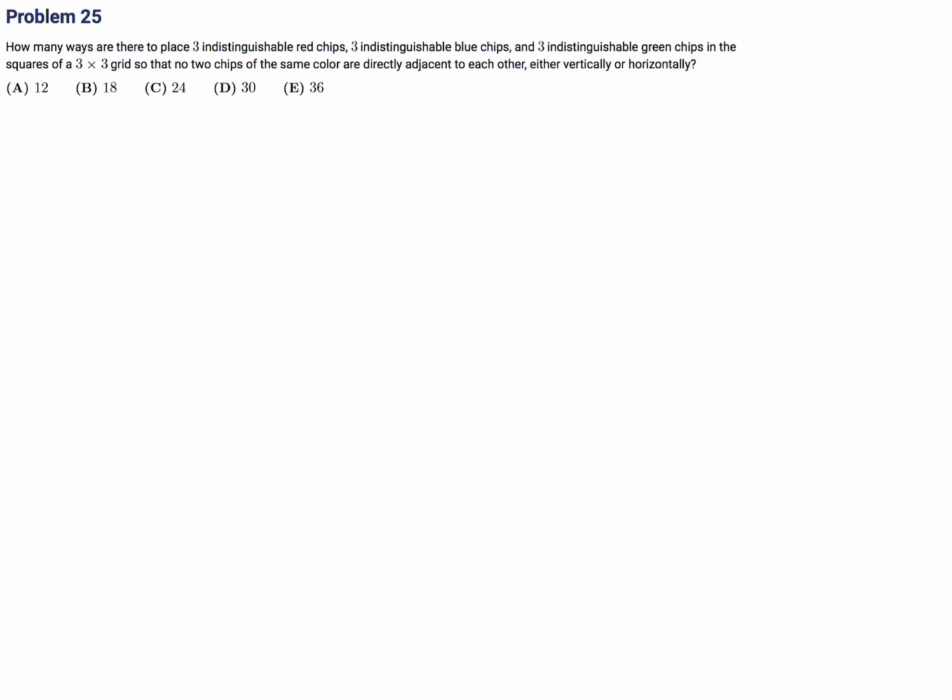For number 25: How many ways are there to place 3 indistinguishable red chips, 3 indistinguishable blue chips, and 3 indistinguishable green chips in the squares of a 3x3 grid so that no 2 chips of the same color are directly adjacent to each other, either vertically or horizontally? Well, I think a diagram will be very beneficial. So here we go.